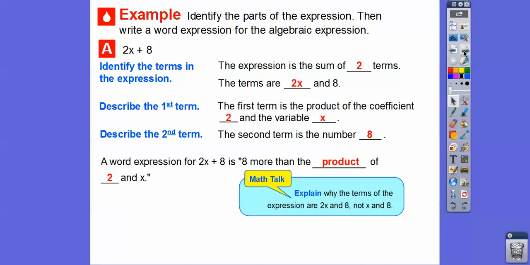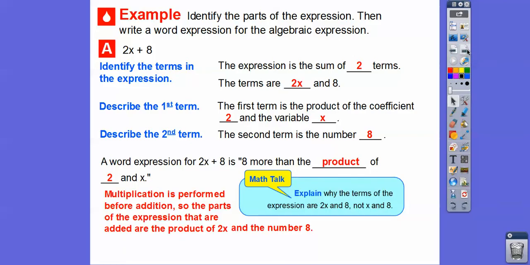Okay, so explain why the terms of the expression are 2x and 8, not x and 8. Well, multiplication is performed before addition, so the parts of the expression that are added are the products of 2x and the number 8 right there, okay?